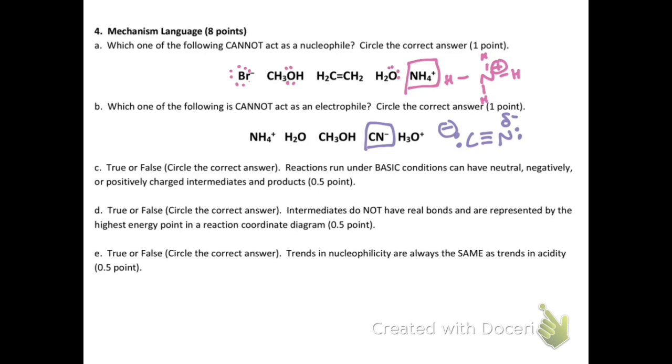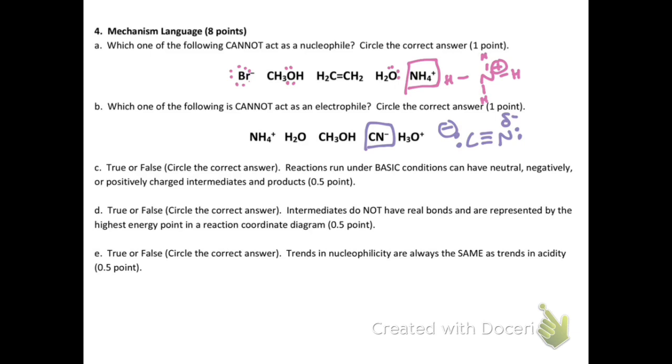Generally speaking, and this is a generalization, the more negatively charged something is, the more it tends to act as a nucleophile. The more positively charged something is, the more it tends to act as an electrophile. There are exceptions to this, but that's a good way that you can think about it if you're trying to start to narrow down your choices.